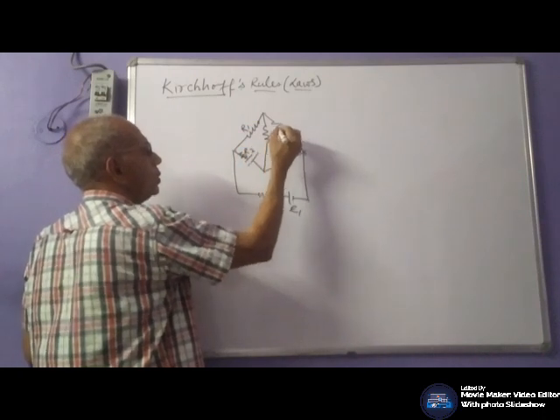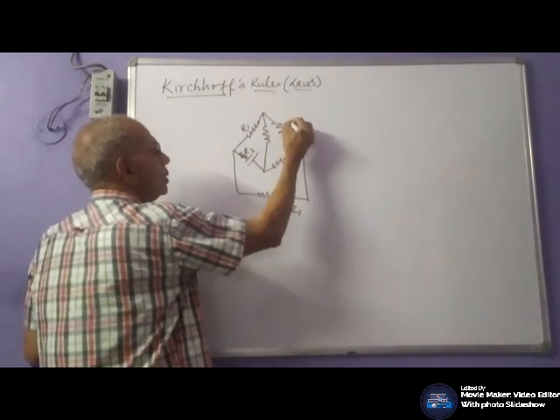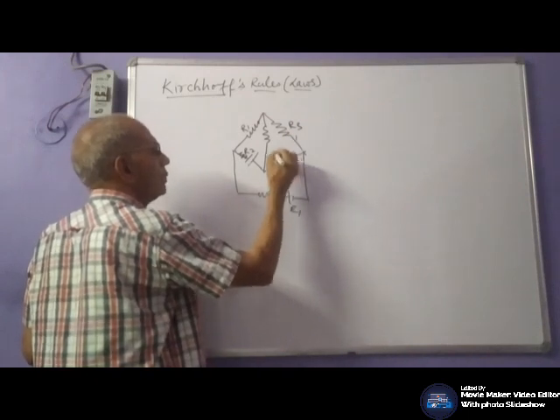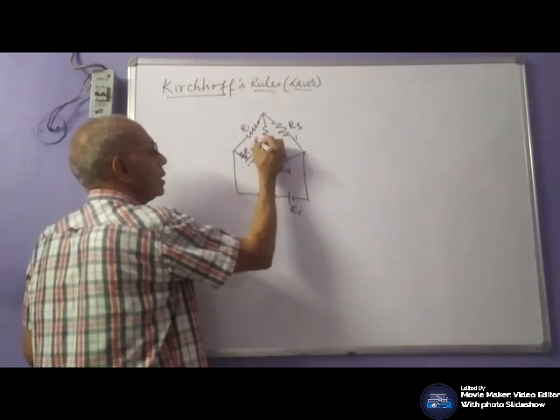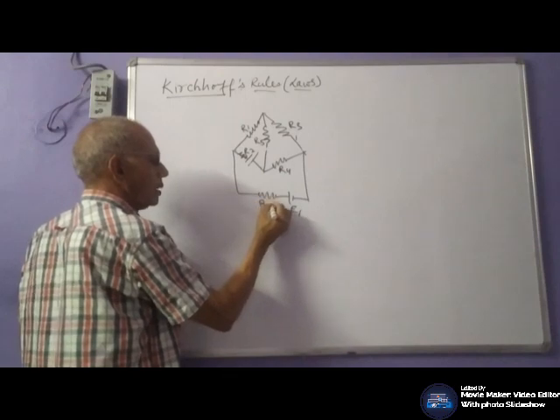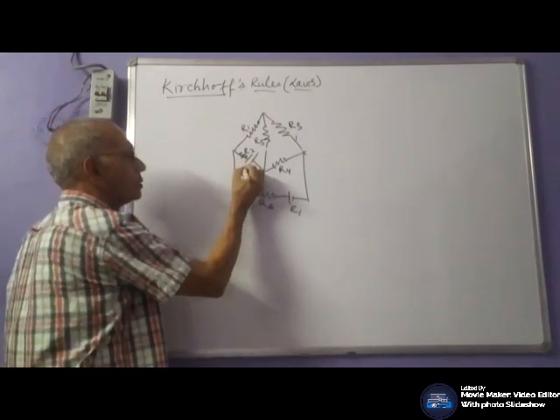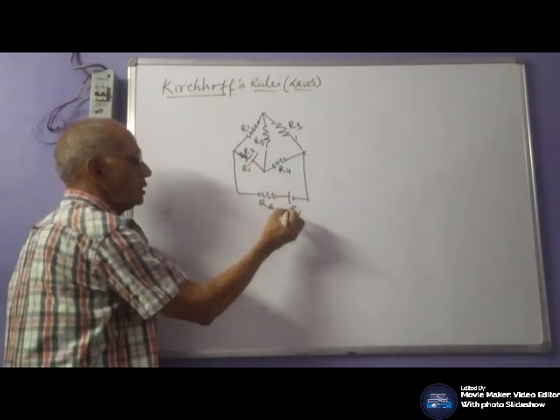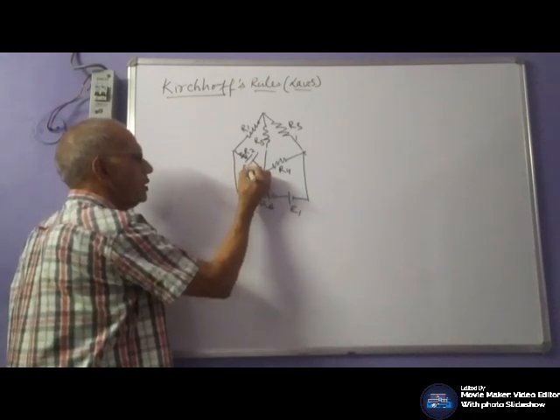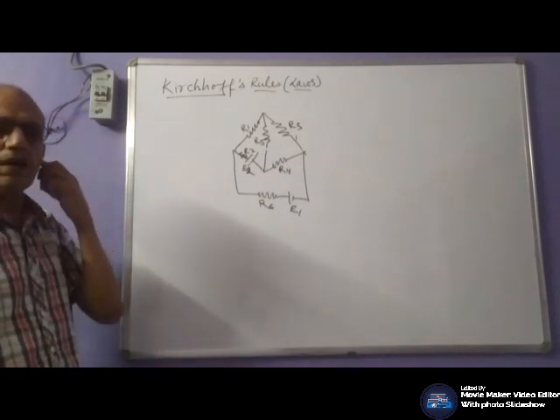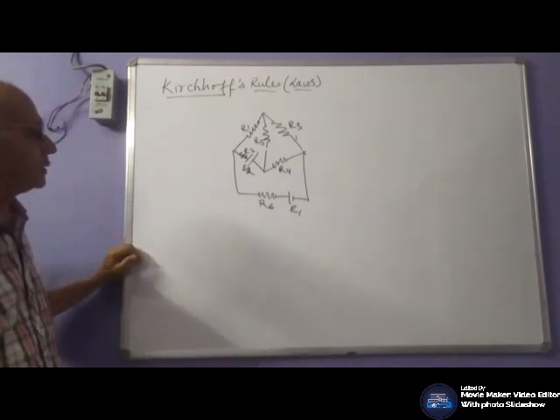R1, R2, R3, R4, R5, R6 are resistances, and these are cells with EMF E2 and EMF E1. This is what? An electric network, an electric circuit.